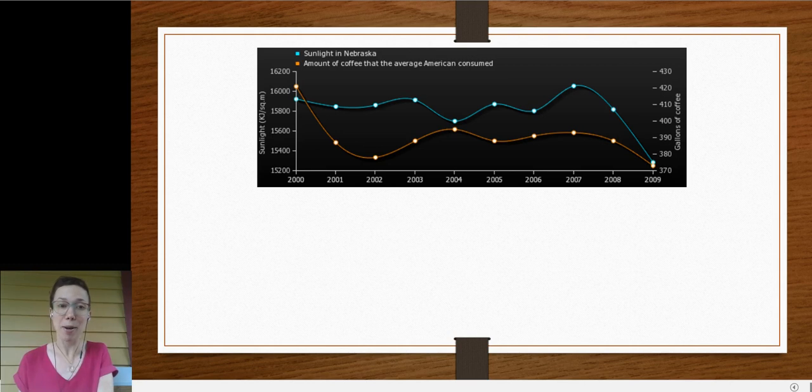So this is another way to think about this. Sunlight in Nebraska, the sun doesn't care how much coffee we drink, right? Like the sun has no conscious knowledge of how much coffee is being consumed in the United States. That's certainly not dictating how the sun is operating. So the sun is going to be the independent variable in this situation just by nature of the fact that it's the sun. And the average amount of coffee is going to be the dependent variable, dependent upon the amount of sunlight.